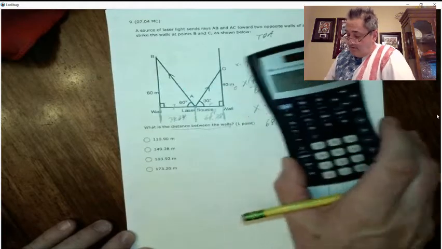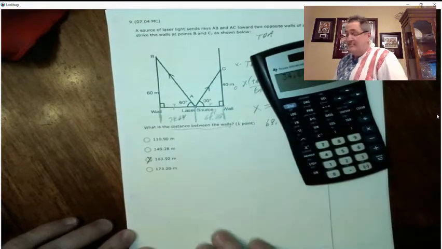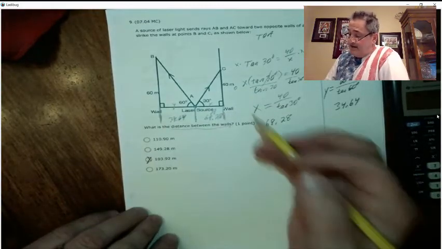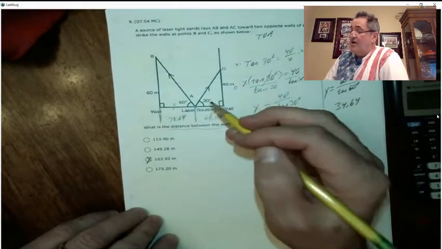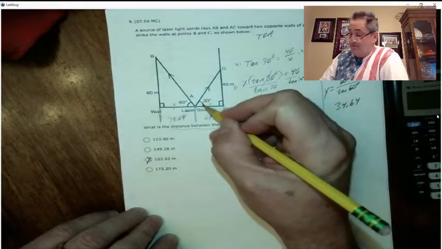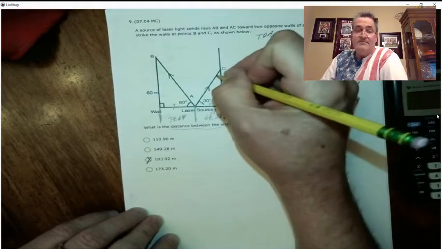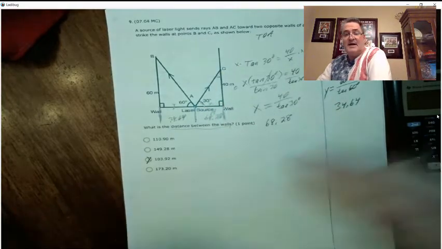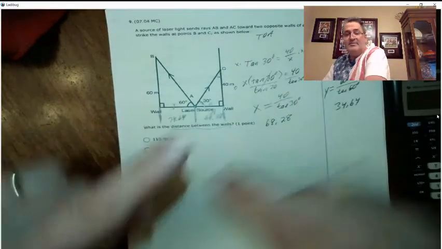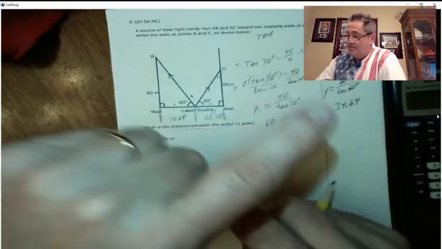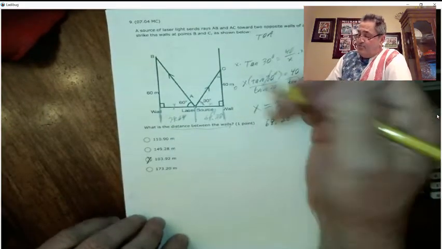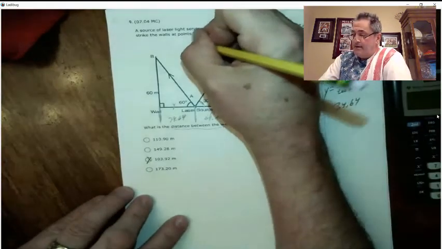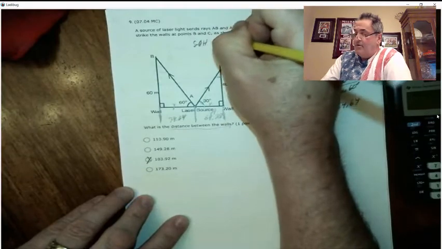103.92, right there. There's our choice. So pay attention when they give you these diagrams. Look and see which angle we're using. Are we using this angle here, or this angle here? Because that makes a difference. Which angle it is determines which is the opposite side and which is the adjacent side. Those will change places, opposite and adjacent, depending on which angle you use. See which sides of the triangle you're using so you know whether it's sine, cosine, or tangent.